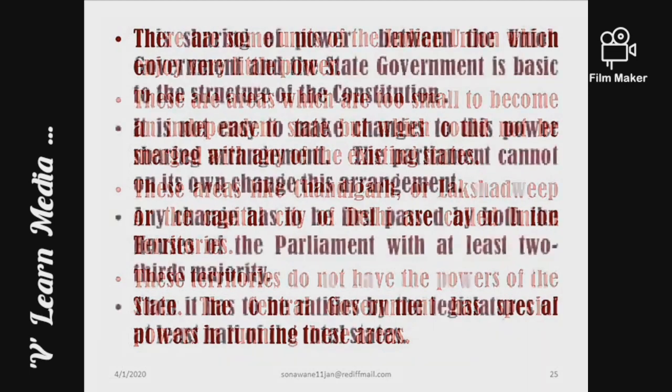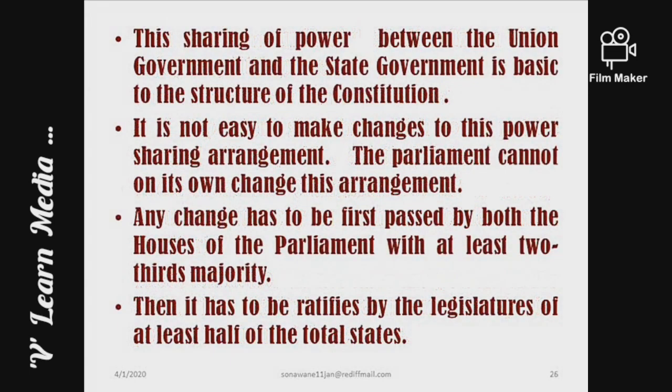This sharing of power between the union government and the state government is basic to the structure of the Constitution. It is not easy to make changes to this power-sharing arrangement. The Parliament cannot on its own change this arrangement. Any change has to be first passed by both the houses of the Parliament with at least two-thirds majority. Then it has to be ratified by the legislatures of at least half of the total states.